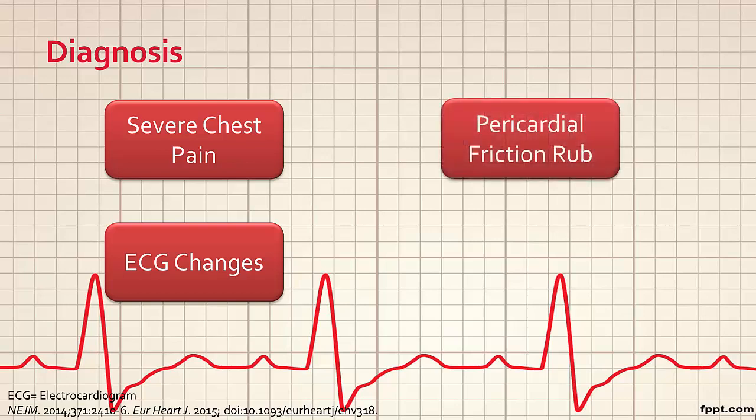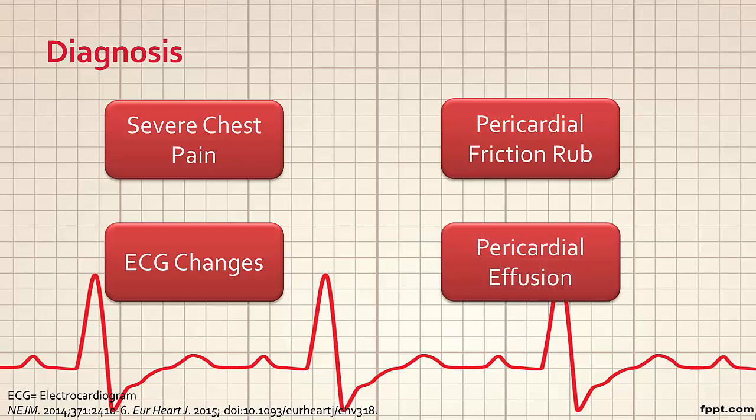The third criteria is a pericardial friction rub, which is a high-pitched, scratchy sound heard on auscultation with a stethoscope and is caused by the 2 pericardial layers rubbing against each other. In recent studies, only about 1/3 of patients presented with an audible pericardial friction rub.